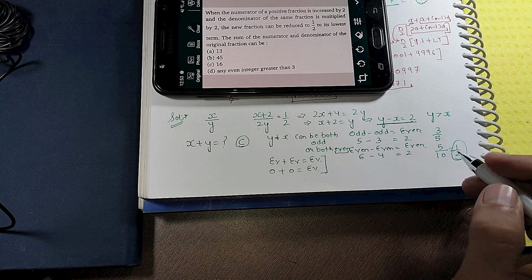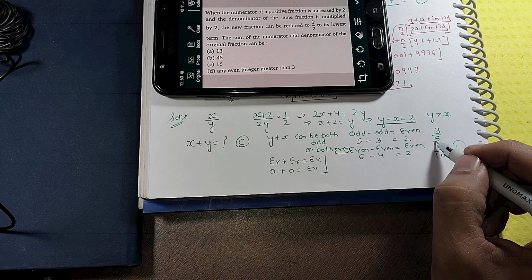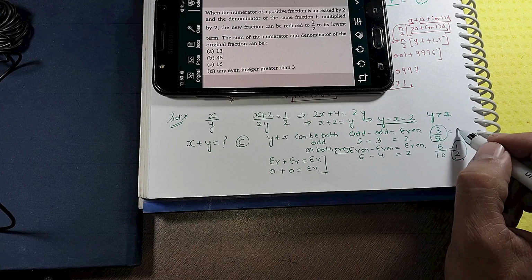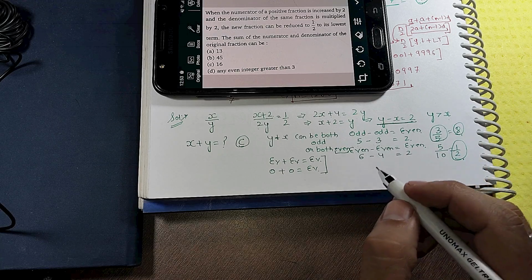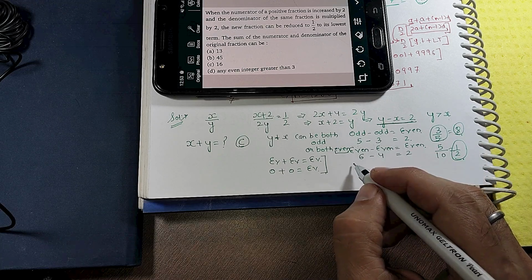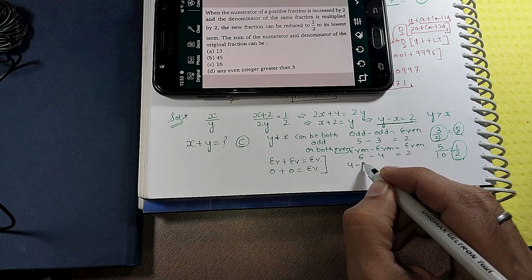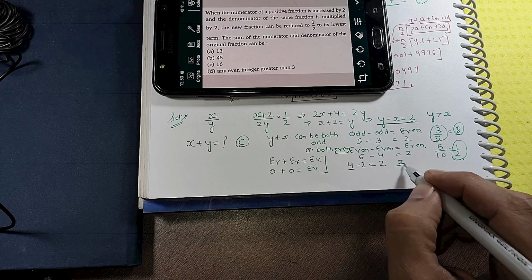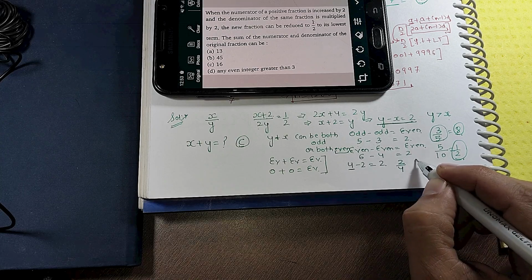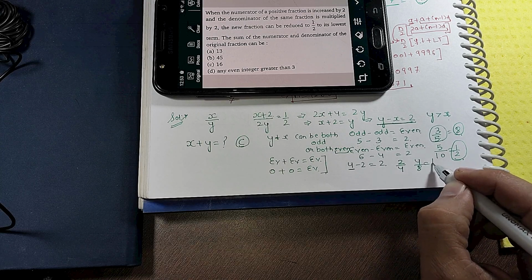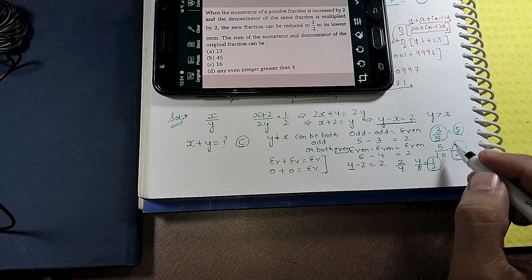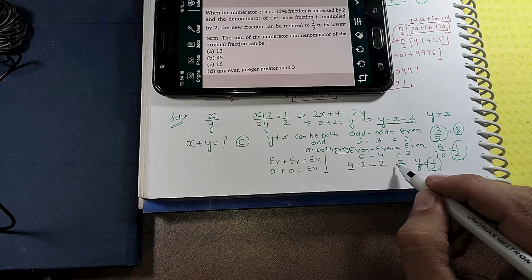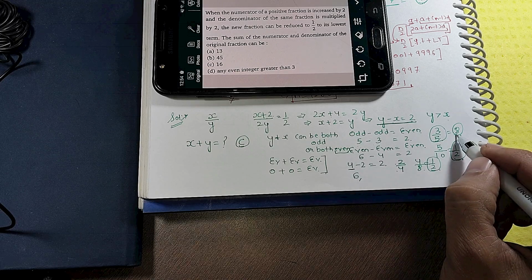Now in this case, the original numbers were 5 and 3, and 5 plus 3 is equal to 8. Now let us suppose the smallest even integer, which will be 2. So 4 minus 2 is equal to 2. That means x is 2 and y is 4. Now 4 divided by 8 is again 1 by 2. In both cases, with the smallest possible numbers, we have x plus y equal to 6, and here x plus y is equal to 8.